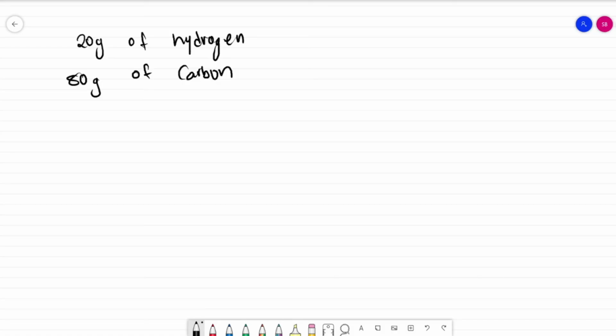Usually with empirical formulas, there are two ways to get this. The first one is, what is the empirical formula? Now there's a simple way to do this. First of all, write the mass of each: we have hydrogen here and carbon here. Here it's 20 grams, here it's 80 grams. We have done that. The next thing you're supposed to find is the atomic mass, the AR. For hydrogen it's 1, and for carbon it is, I believe, 12. After you find the relative atomic mass, you're supposed to find the moles.